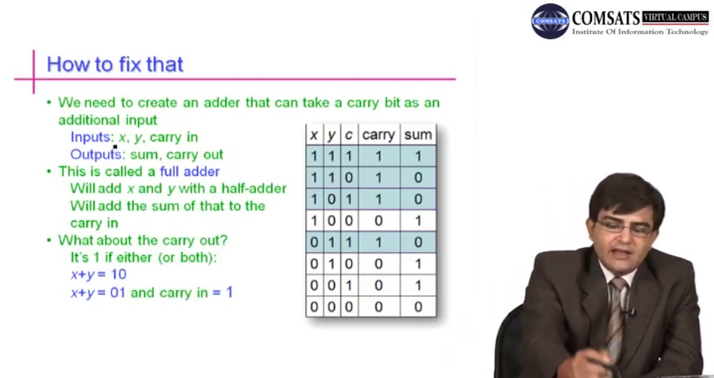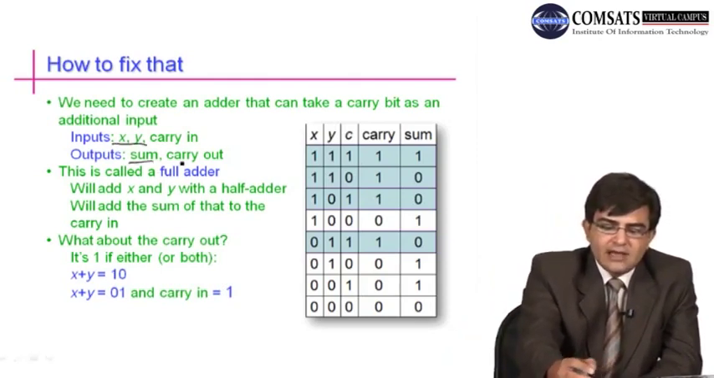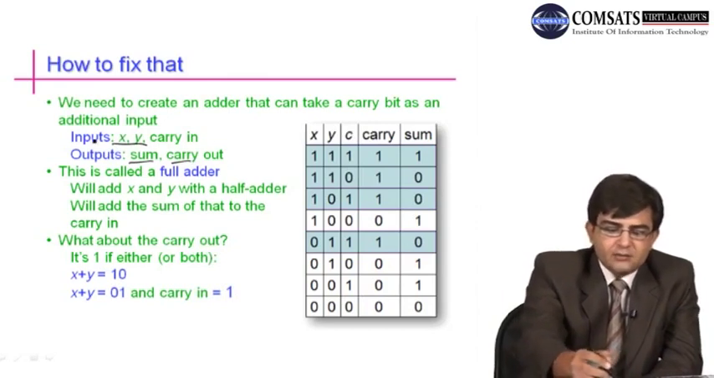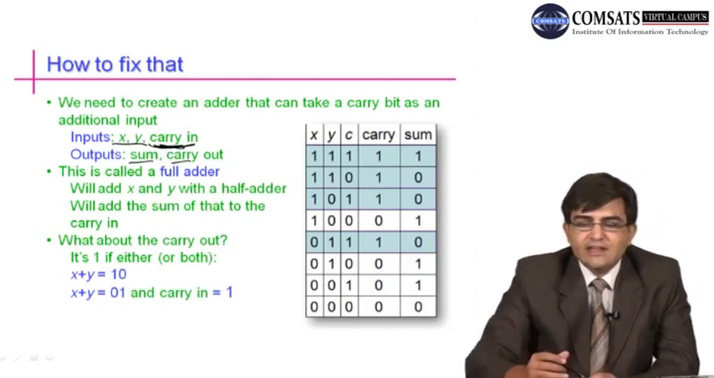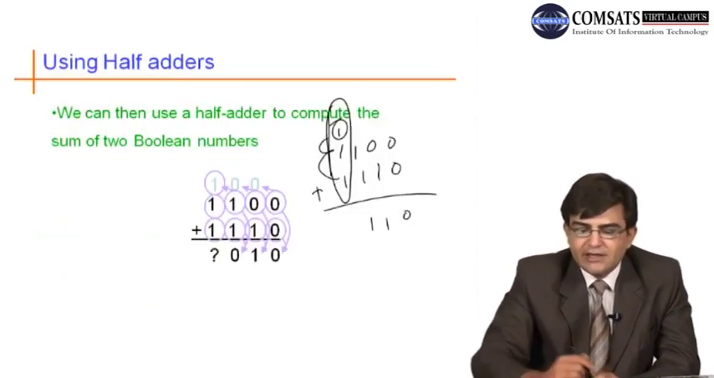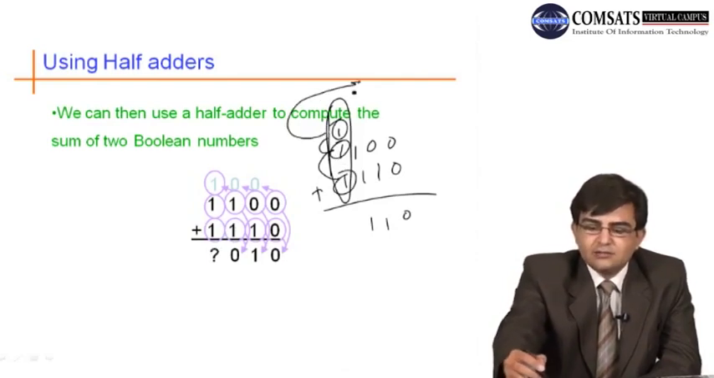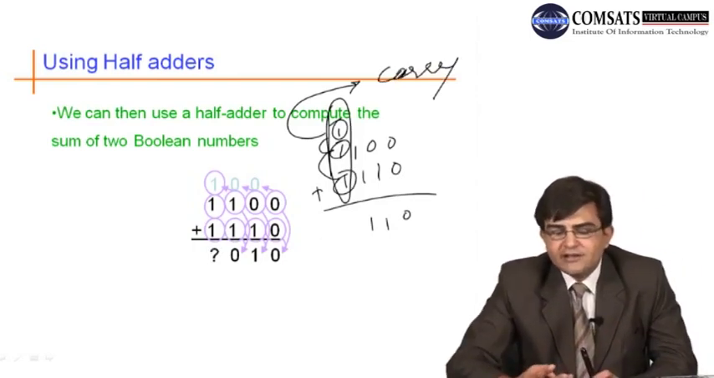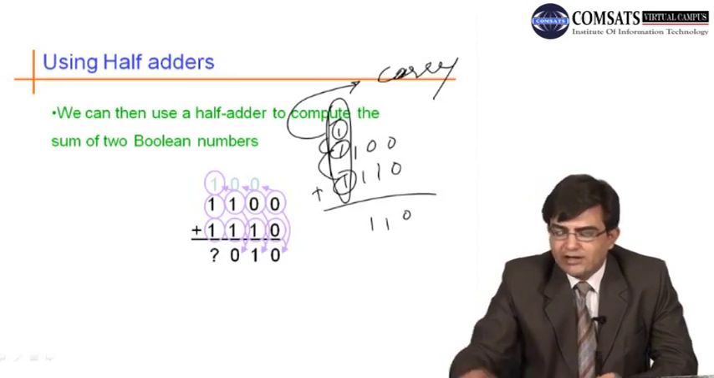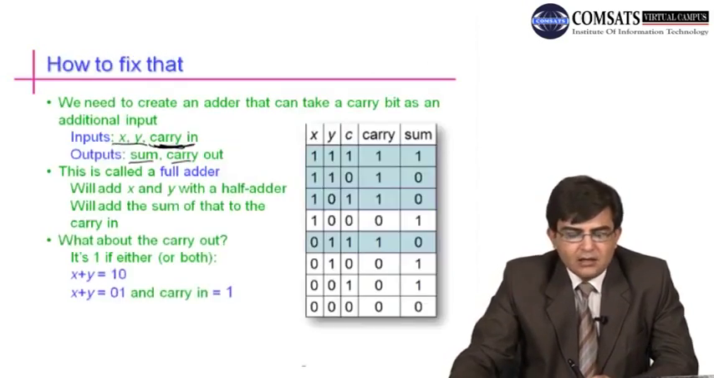The inputs are again X and Y, and the outputs are sum and carry out. And here the input basically is now the third one also, we have carry in. For example, here we have this input, this input, and the input is added along with the carry also. So when we have three binary single digits, how do we add up these numbers?